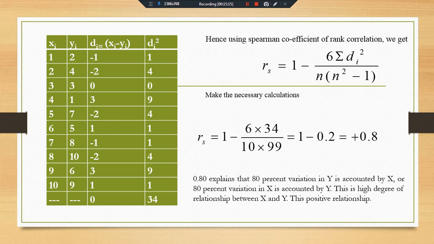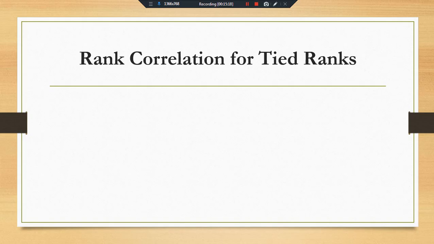Okay, we have another concept related to rank correlation, that is, rank correlation for ties. Sometimes in real data some observations are the same. So when some observations are repeated in our series, then simple rank correlation cannot be applied. So for this, Spearman presented another concept, known as the rank correlation for ties.